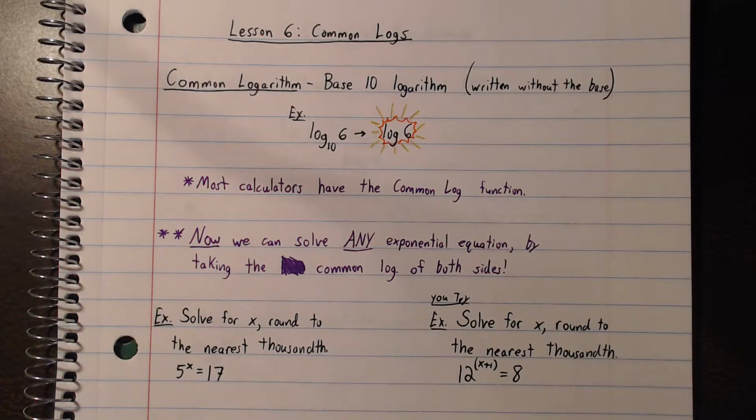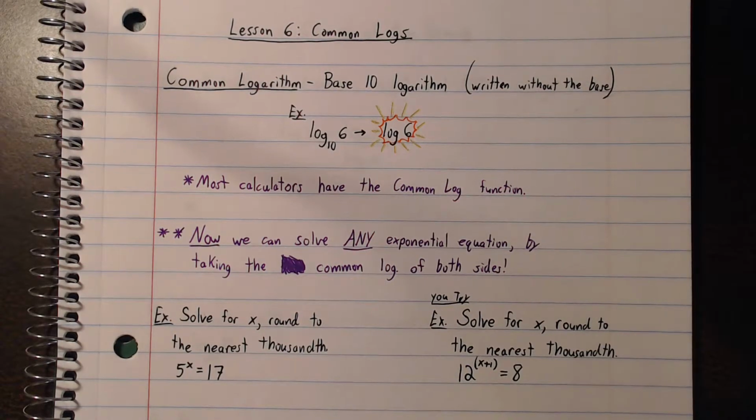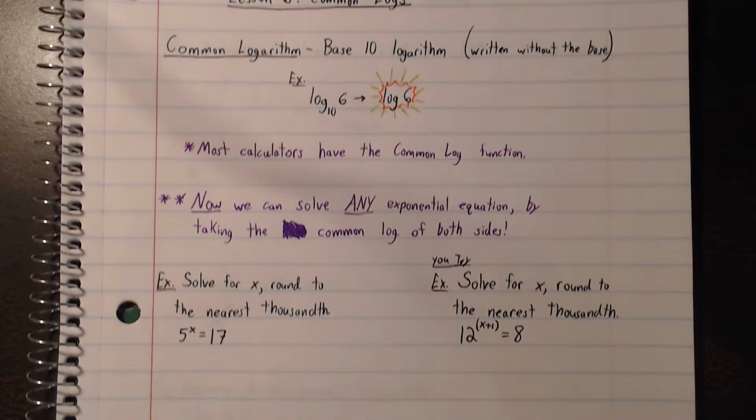Okay, and even more importantly, we can solve any exponential equation because we're just going to take the common log of both sides. Before, we had to see, oh no, do we have the same base? We don't have to worry about that anymore. We're just going to take the common log. Let's look at an example of how all that works.